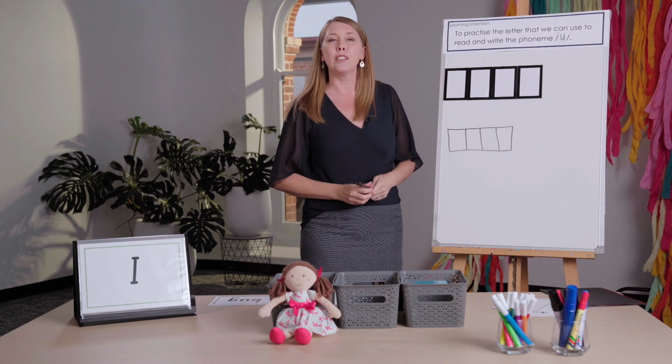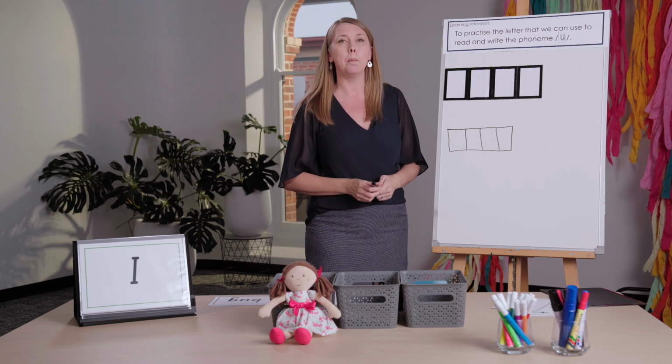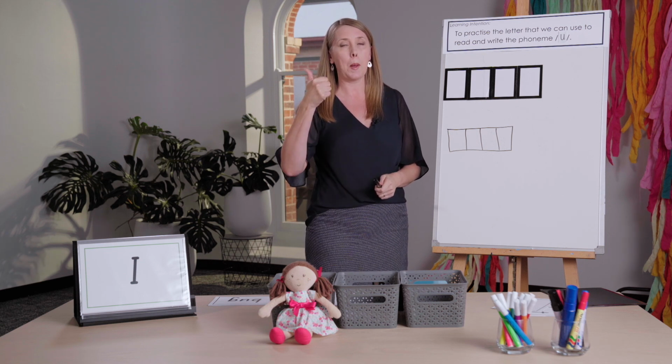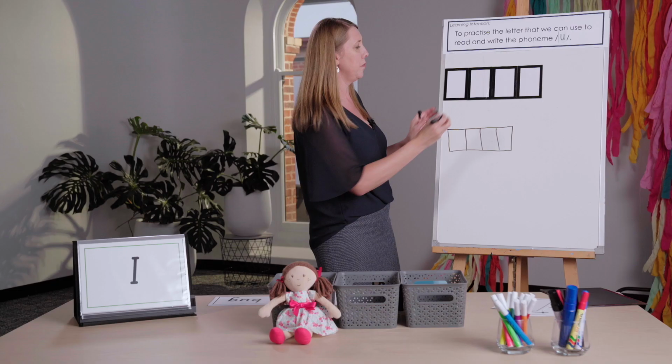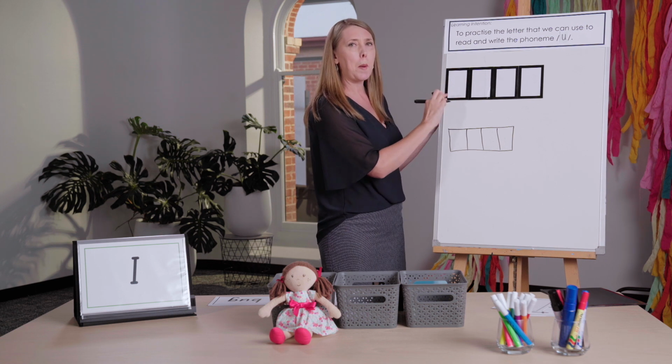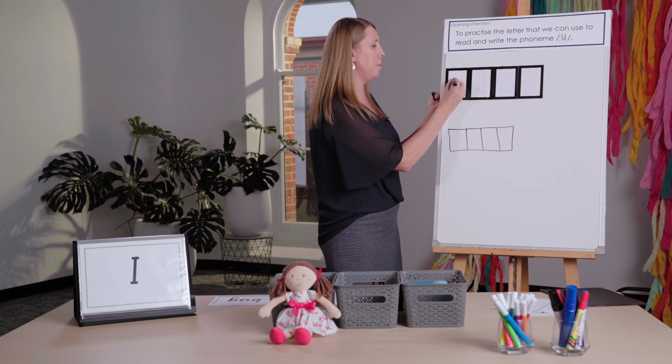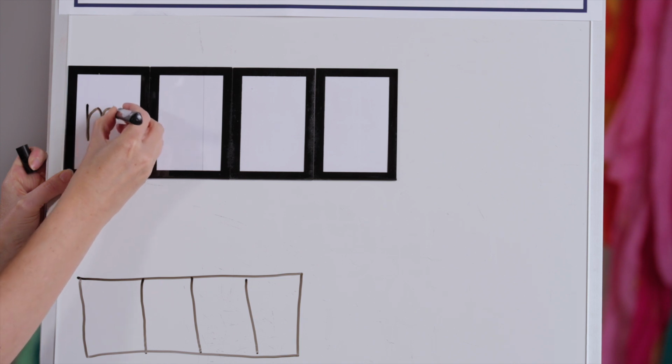Our next word is mud. What word? Mud. Let's count the phonemes in mud. M, U, D. That's right. There are 3 phonemes in mud as well. What was the first phoneme? Mud. That's right, it's an M. So we need to write M in the first box.